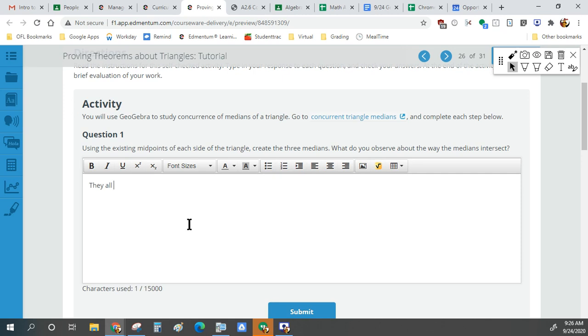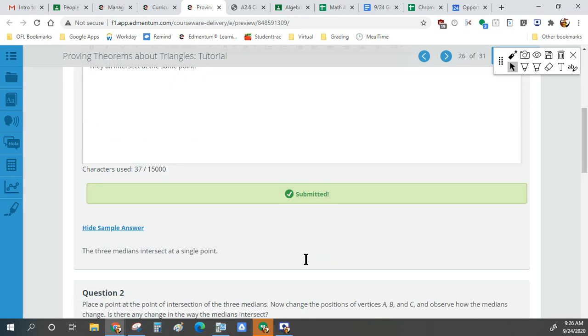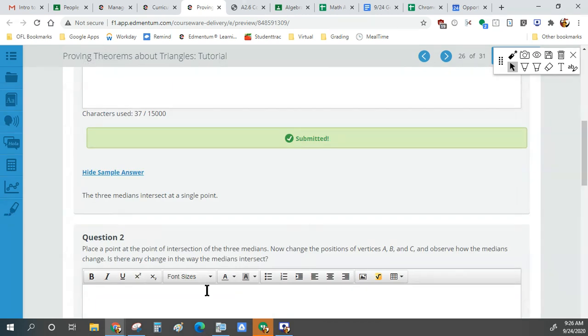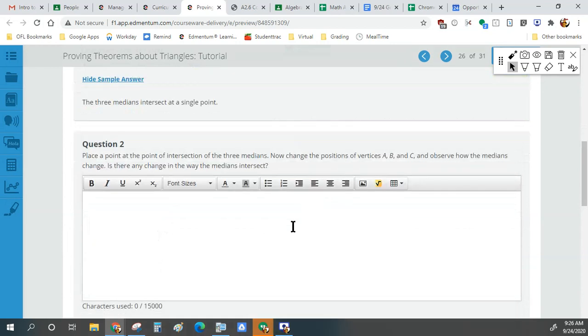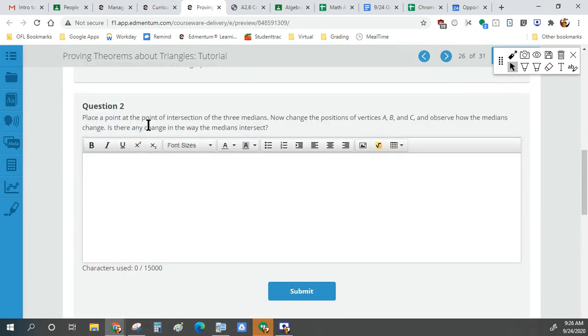They all intersect at the same point. And that actually might be what they're trying to say here. Yep, they all intersect at the same point. They say single point, but it's all intersecting at the same point.